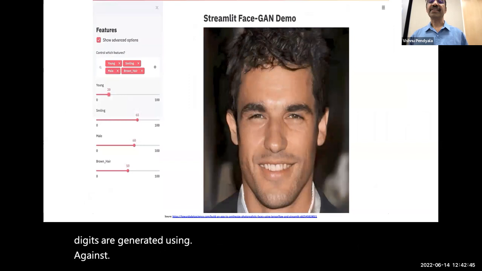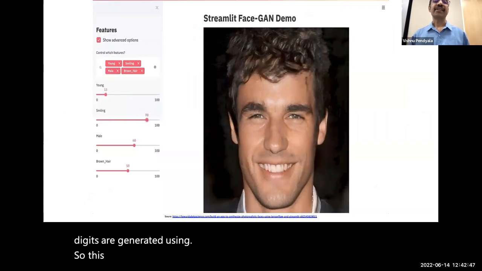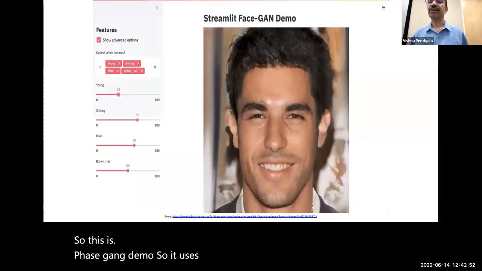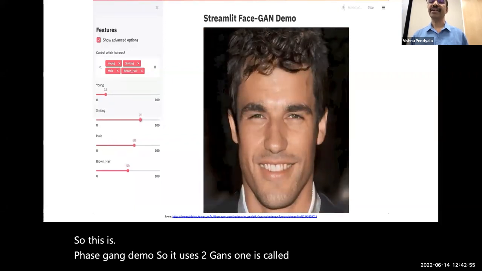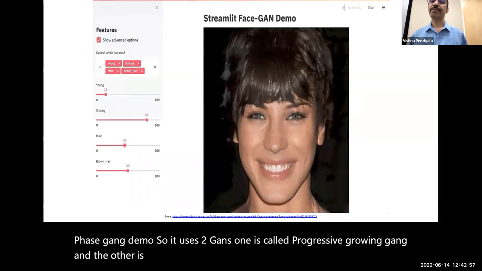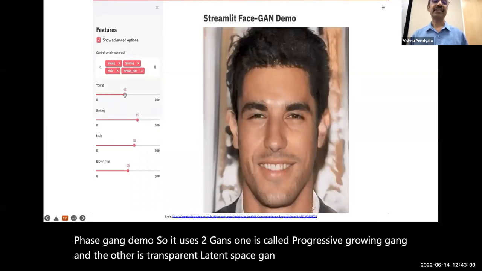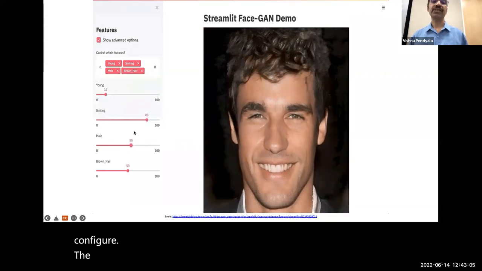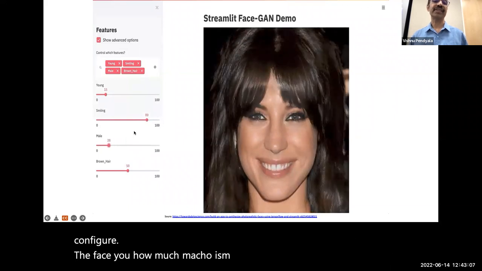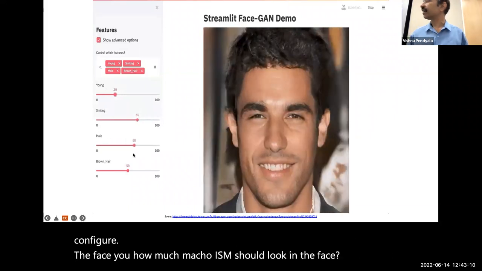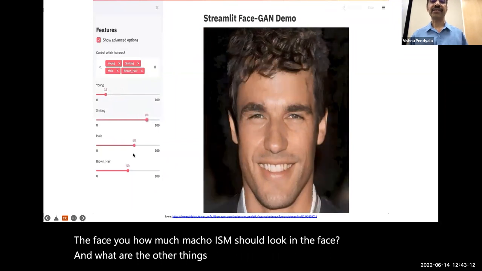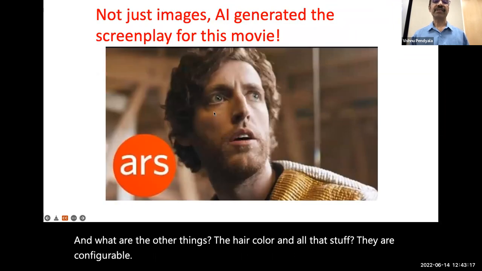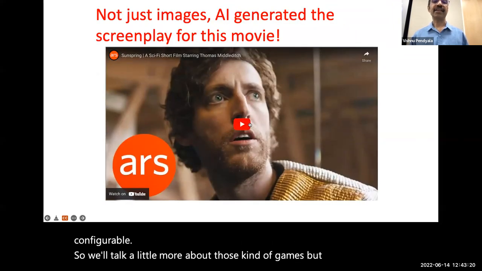So this is a face GAN demo. It actually uses two GANs. One is called progressive growing GAN, and the other is transparent latent space GAN, TL-GAN. So you can configure the face, how much machoism should show in the face, and the other things, the hair color and all that stuff. They are configurable.